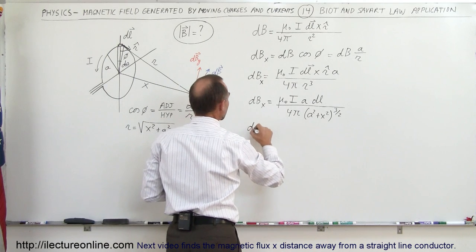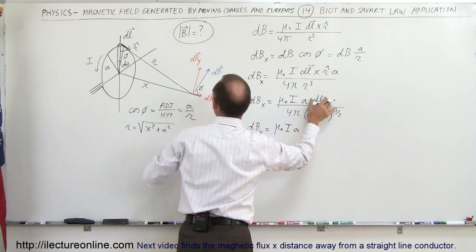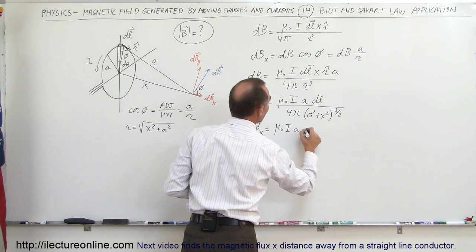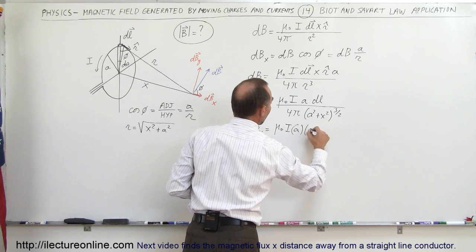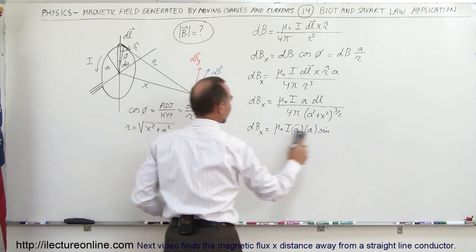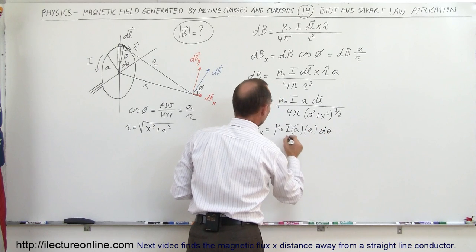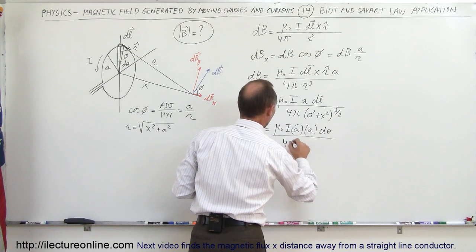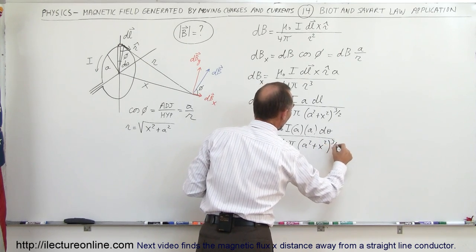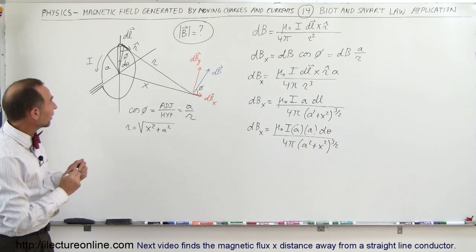So we can write db in the x direction as mu sub naught I a. And instead of dl, which is a small little segment on the edge of the circle, we can write that as the radius, so we have a times, oh, I shouldn't write the sine of theta. I should just write d theta. So it's a d theta, which is the same as dl, divided by 4 pi times a squared plus x squared to the 3 halves power. All right, so that's just the contribution of one little segment.